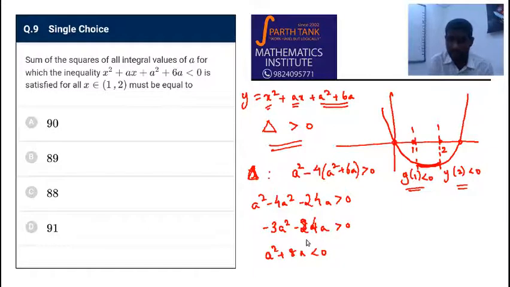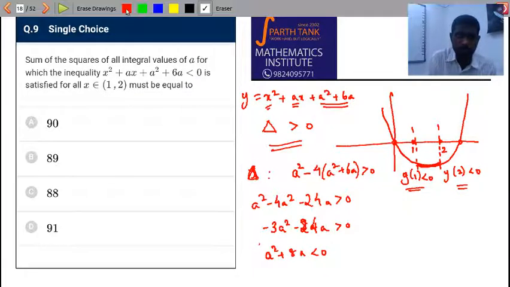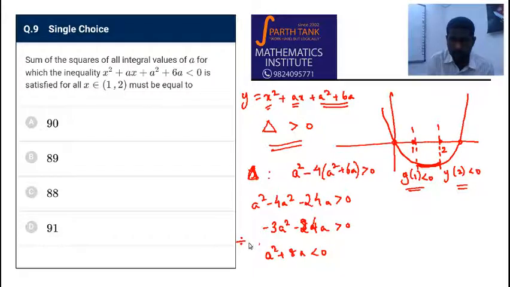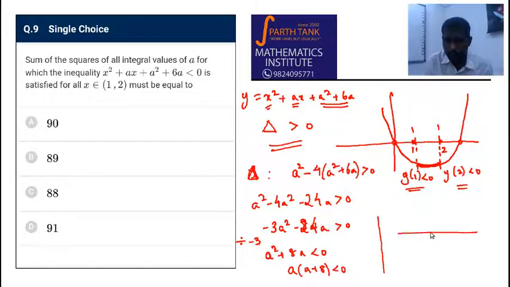Okay, when I divide by minus 3, the inequality flips. Alright, so this means a into (a plus 8) is less than 0. You know this kind of quadratic inequalities, no? The roots are minus 8 and 0. If it is less than, it is this region in between. So a should be between minus 8 and 0.